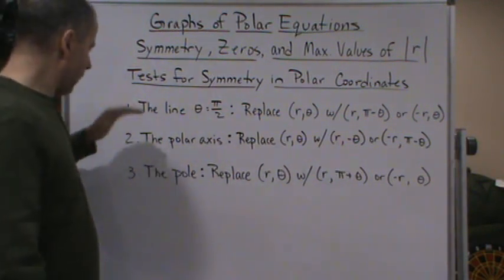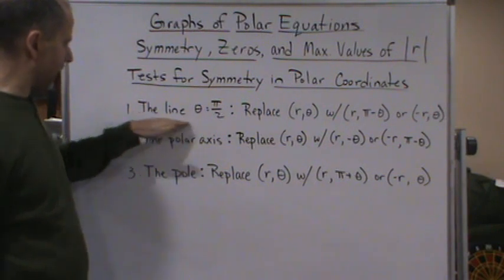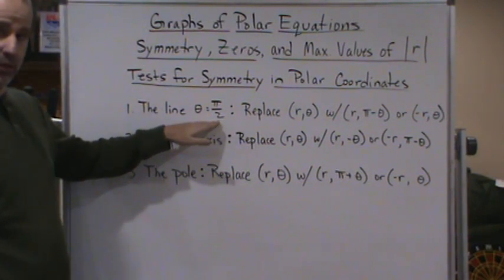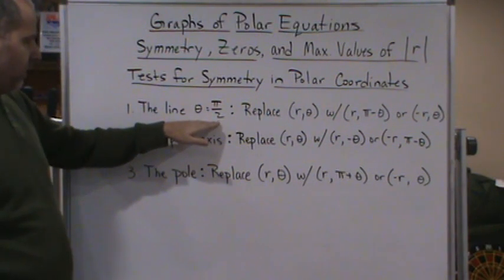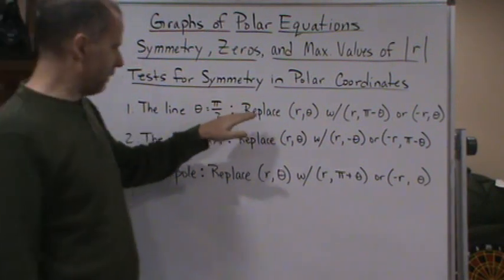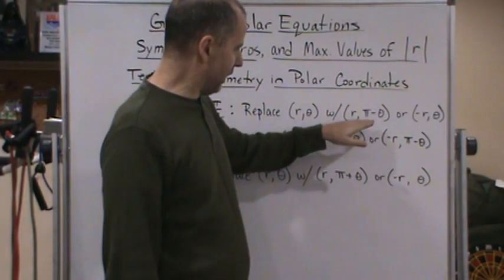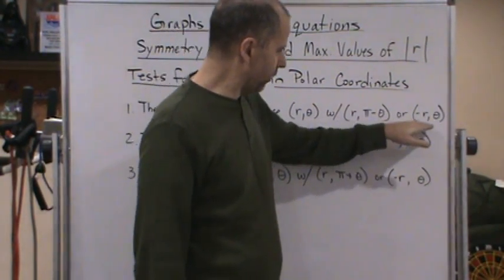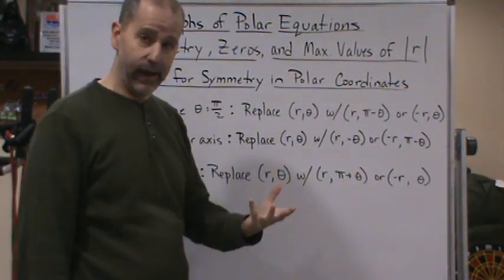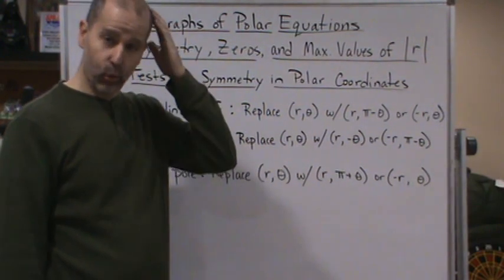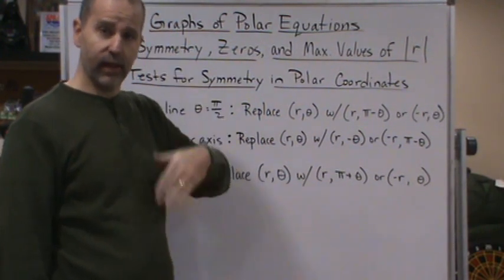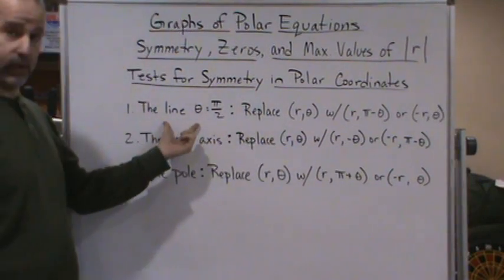So in other words, in order to test that the graph is symmetric with respect to the line pi over 2, all we have to do is replace r comma theta with either this point or this point, and simplify it. If we get the exact same polar equation that we started with, then it's going to have this symmetry.